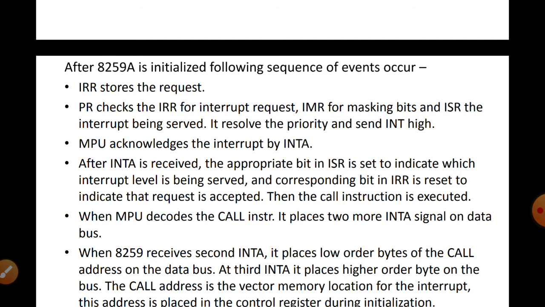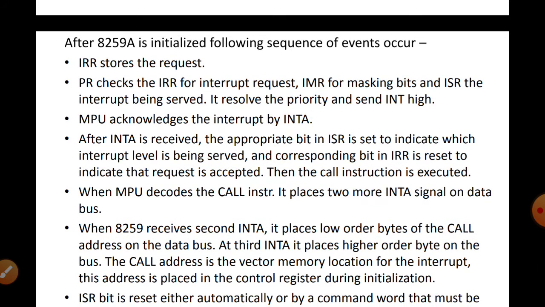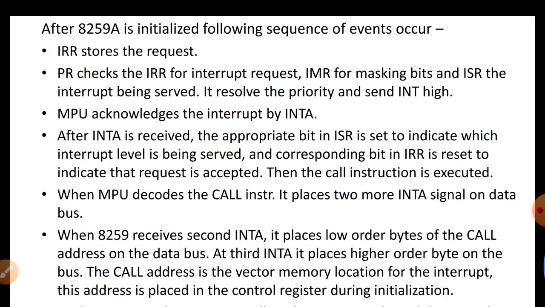So first it checks the ISR, then it checks the interrupt mask register, to see whether the line which has interrupted is masked or not. So it checks all three: the interrupt service register, the interrupt mask register, as well as whether any line in the IRR is high or not. And on the basis of these three, it decides whether to send the INT signal to the microprocessor or not. Once it resolves all these things, only then is the interrupt signal sent to the microprocessor.